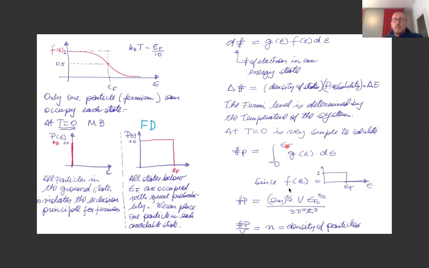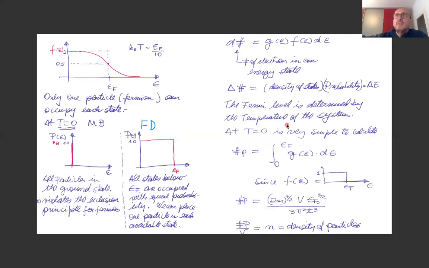Four minutes. Here we go. So the energy level is then determined by the temperature of the system. But at T equals 0, this is very simple to calculate, because now I replace f of E by the value 1 until when? Until the Fermi level, until E_F, because after that it goes to 0.